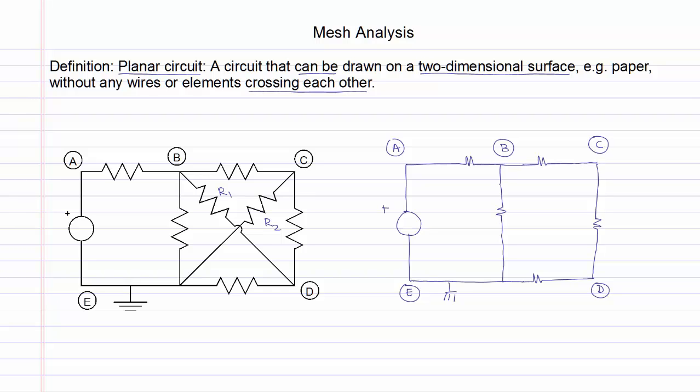We will draw the resistor R1 next from node B to D. Resistor R2 is connected between nodes E and C, and we can draw it in a different manner such that it does not cross any other element or wire and is still connected to node C as shown on screen. Since we have been able to redraw the circuit without any wires or elements crossing each other, this circuit is planar.